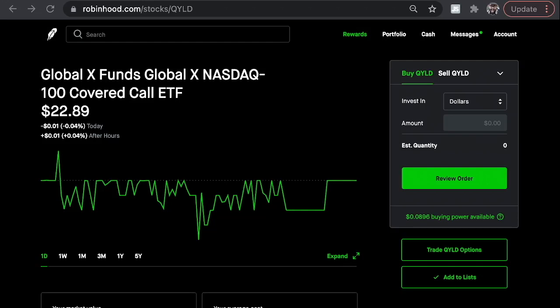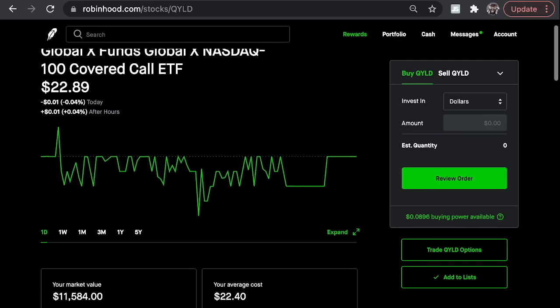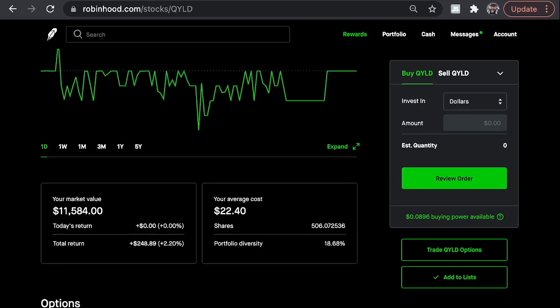And so let's get into QYLD. Let's hop over into Robinhood, which is where we're at, to show you where I'm at right now. I've got 506 shares right now at 2240. About 18.5% is my portfolio diversity.